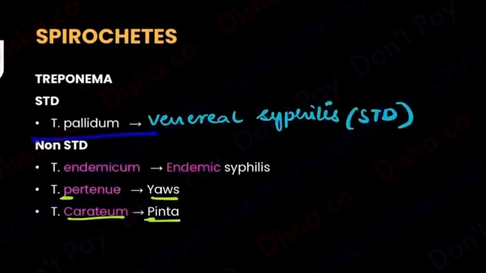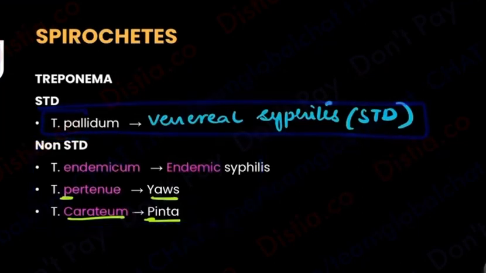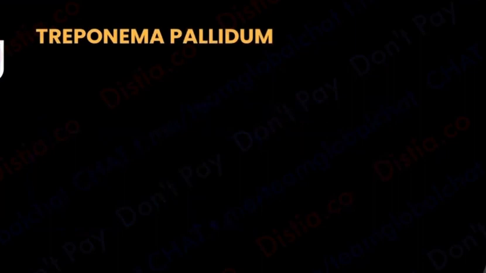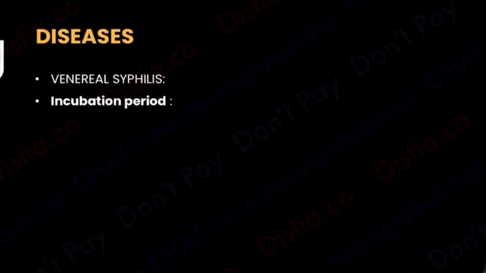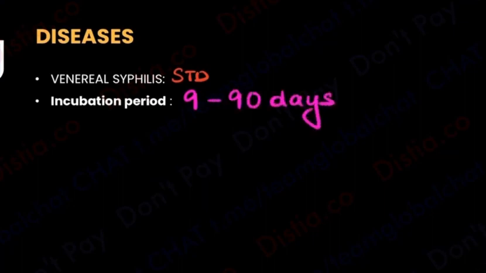Now finally, these three are over for us. I can concentrate on the main one, and that is Treponema pallidum, that is venereal syphilis. Means we are talking about syphilis, which is a sexually transmitted disease. So your first question is going to be, yes, this is venereal syphilis, this is sexually transmitted. The incubation period is very interesting, easy to learn. 9 to 90 days, it has quite a long duration. 9 to 90 days is the incubation period that we are going to have for syphilis.